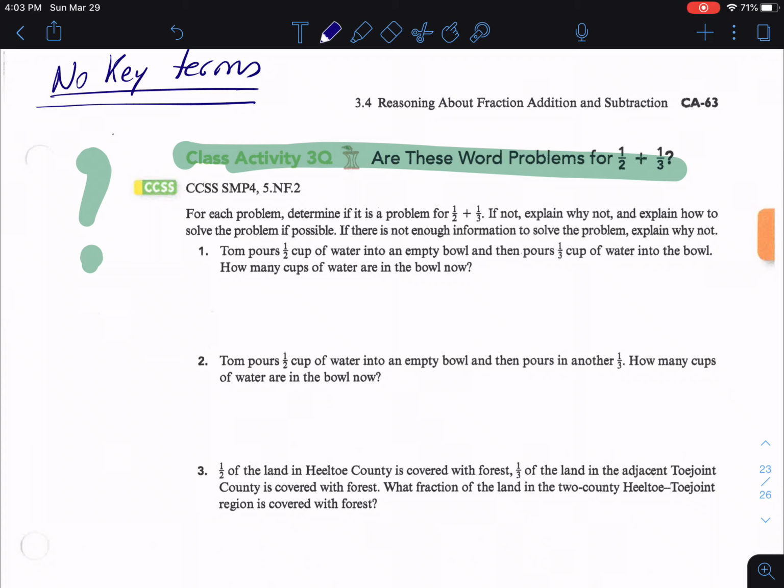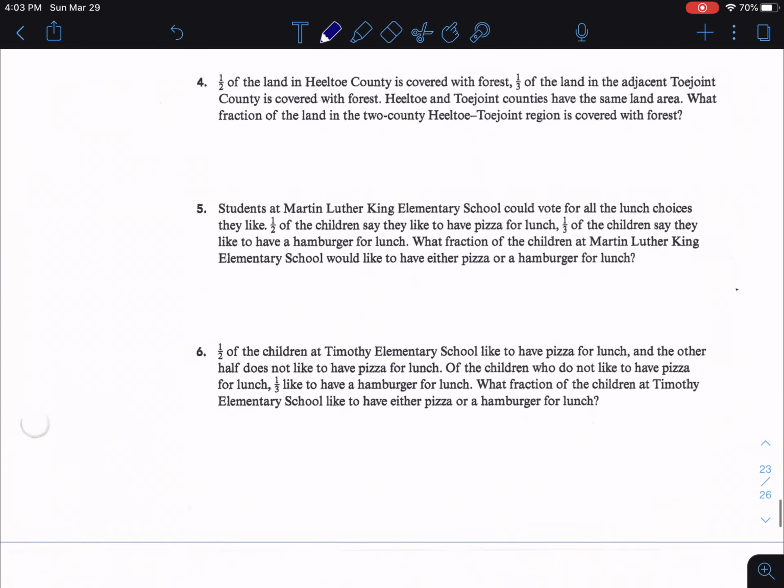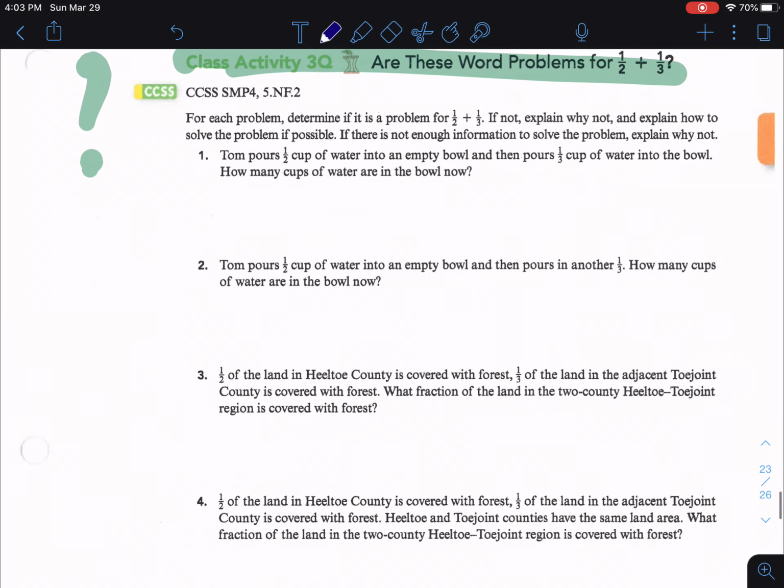So let's see if we can make sense of whether each of these cases, 6 questions, is an example of a half plus a third. What we really need to do is try to make sense of the problem and see if it makes sense to solve it by adding a half and a third. We need to look at the meaning of the half and the meaning of the third, and see if adding those two fractions, two amounts, would make sense and would get our result.